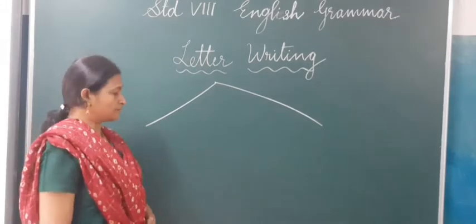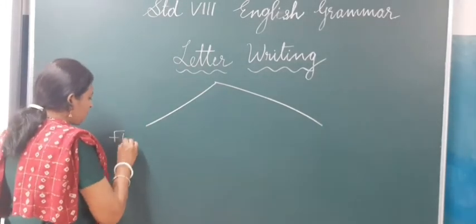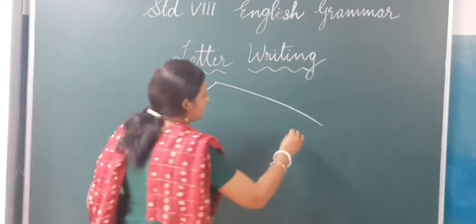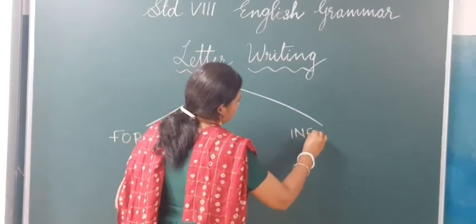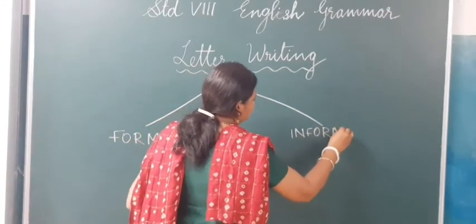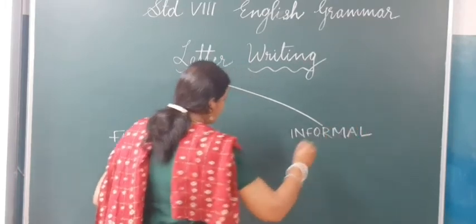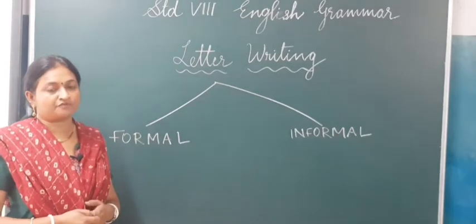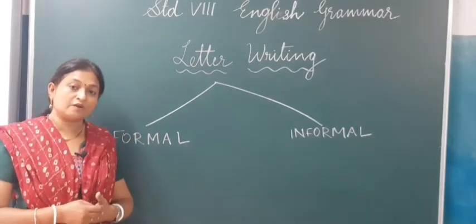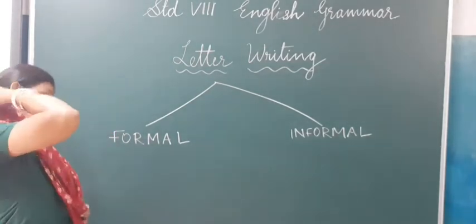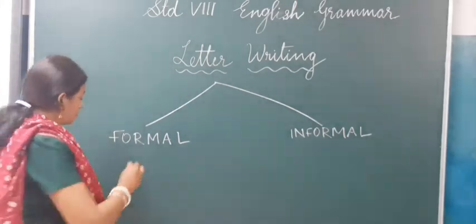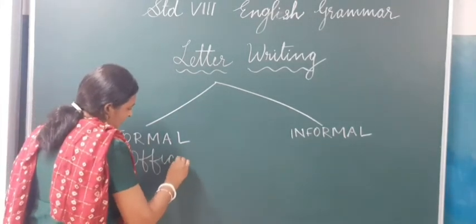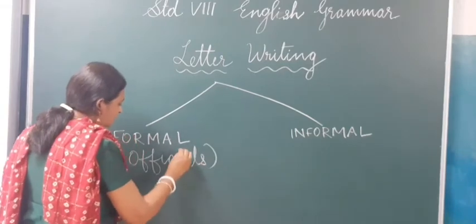Two main types of letters. One is formal. Another one is informal. Okay, one is the formal way of writing, another one is the informal way of writing. And what is the formal way of writing? It is written to officials. Okay, as the name suggests, formal.